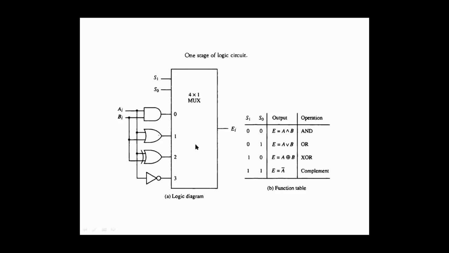So if we have 4 bits in A and 4 bits in B, then it will be 4 times this stage, for A of 0, then A of 1, A of 2, and A of 3. So we will get 4 outputs. Those 4 outputs will be the contents of the output register. And this whole functioning can also be summarized in a function table where S1 and S0 will decide what will be the output. Fine.